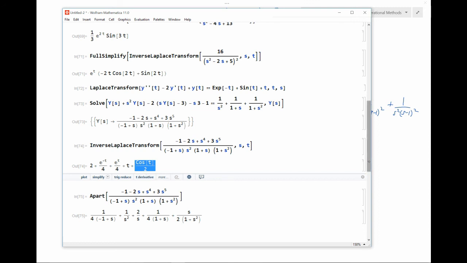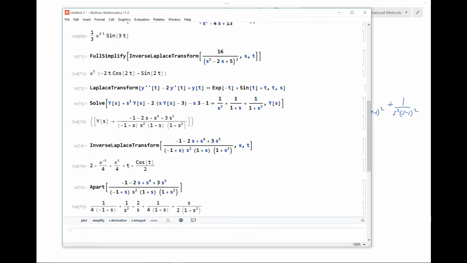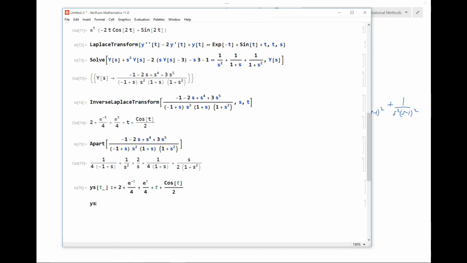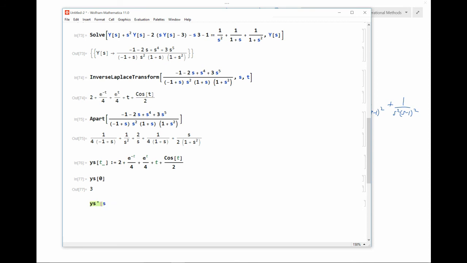So how do we check if this is a correct solution? Well, what I'm going to do is define a new function. I'm going to call it ys, for y solution of t, to be exactly that. So this defines a new function, and now I'm going to check if ys of 0 is 3, and it is. What about ys prime at 0? That's 1.